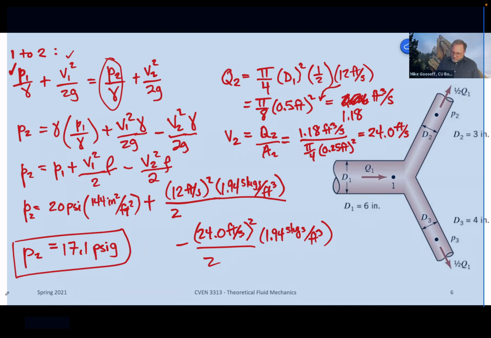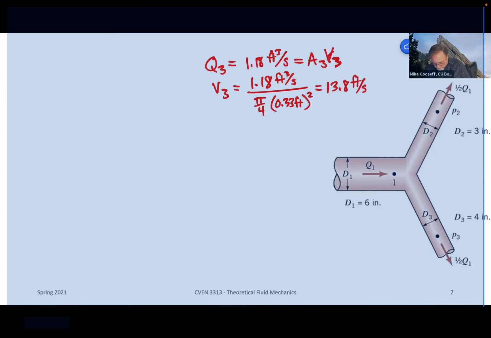1.18 divided by 3.1415 times 4 divided by 0.25 divided by 0.25. Now I still get 24 there. Oh, no, that's right. Sorry, I swapped the diameters in my head. So this diameter is larger than this one.